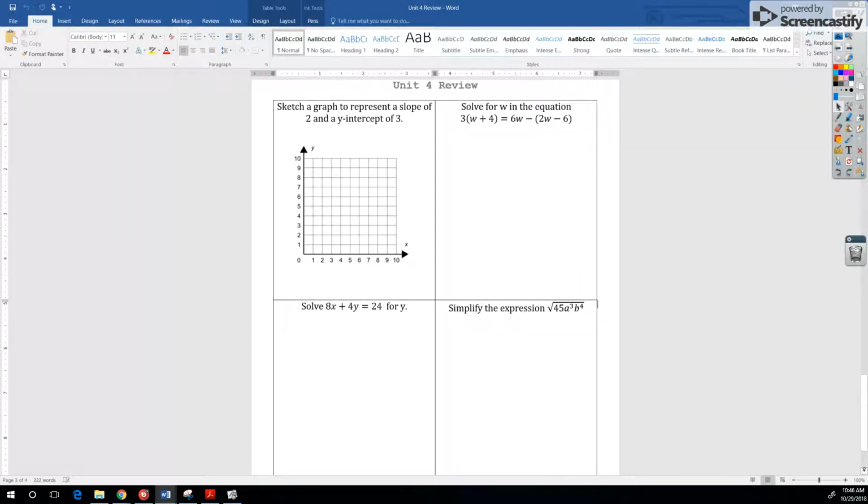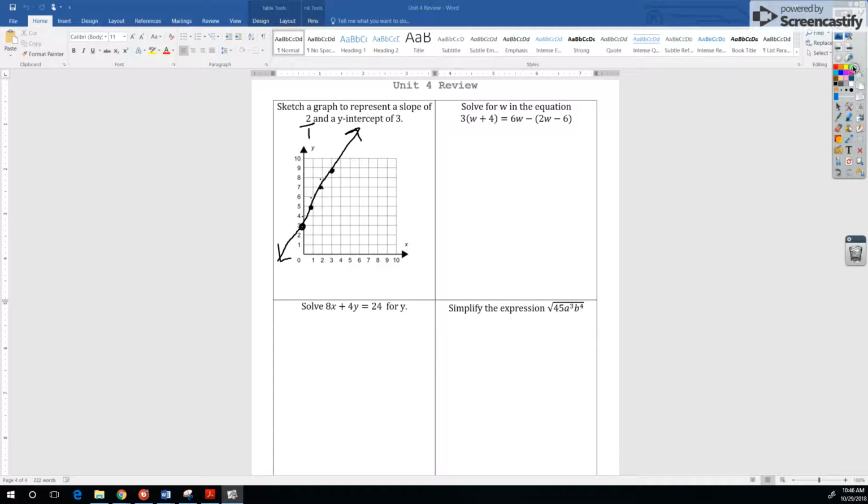Sketch a graph to represent a slope of 2 and a y-intercept of 3. Okay, the y-intercept of 3 is right there, and a slope of 2. We all know that every whole number can be written as a fraction, so this is really 2 over 1, meaning up 2 over 1, up 2 over 1, up 2 over 1. That's the ugliest line that I've probably ever drawn in my life.